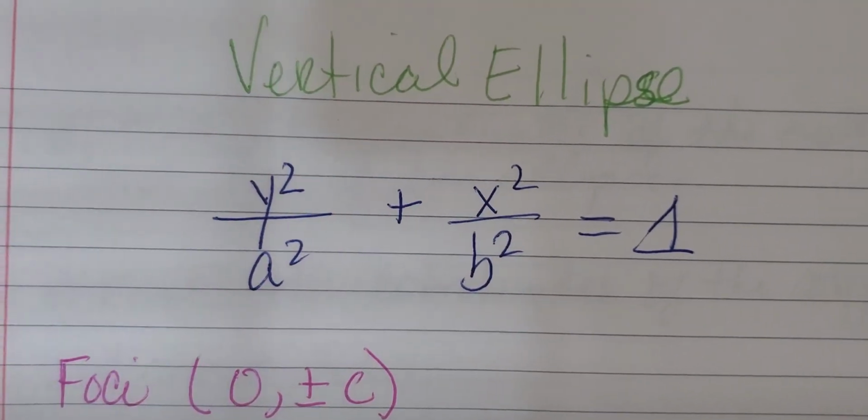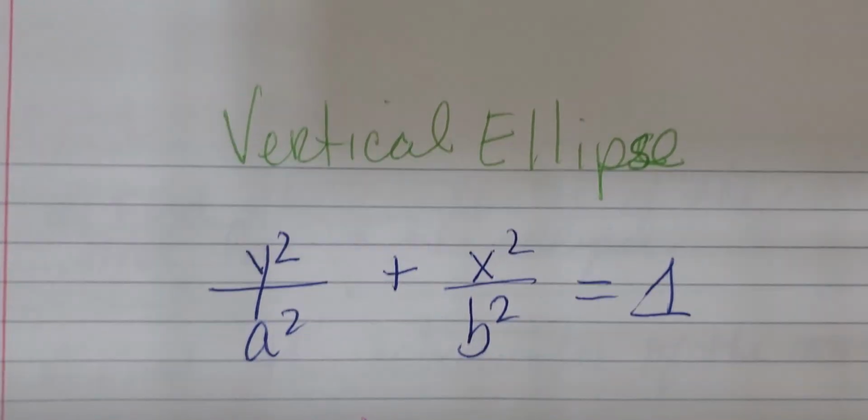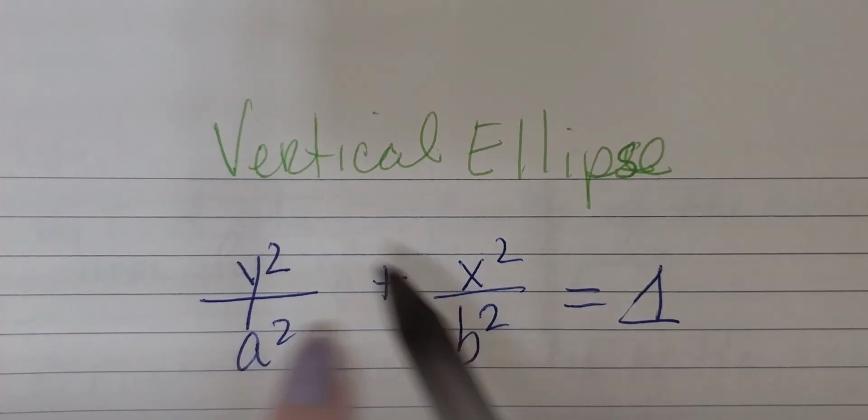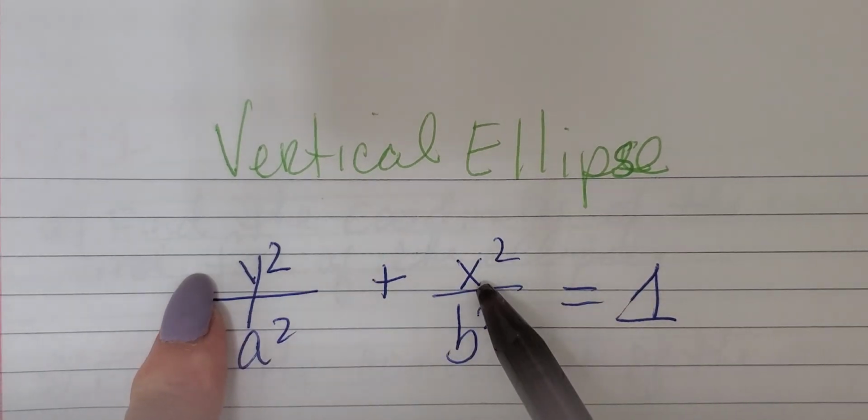Let's do a couple. Well, actually, let me give you the vertical. The vertical ellipse. Okay, do you see what happened here in the standard form of the formula? The a and the b didn't move, but the x and the y did. Okay?